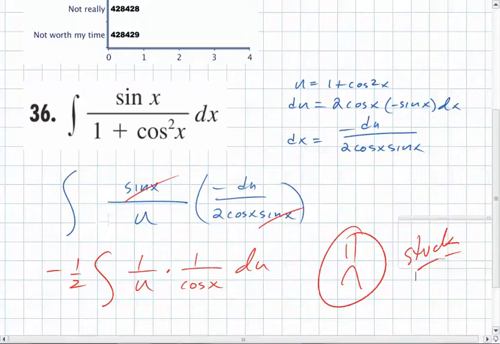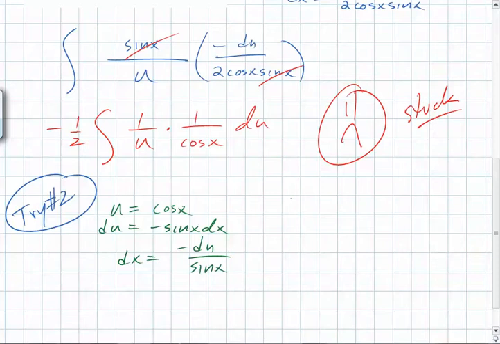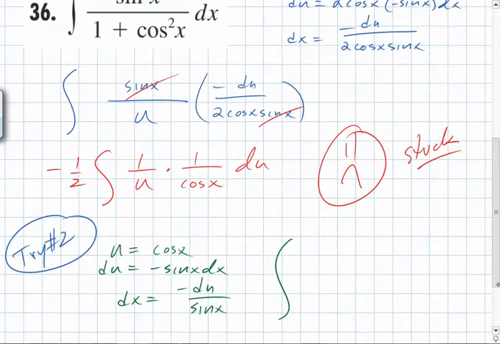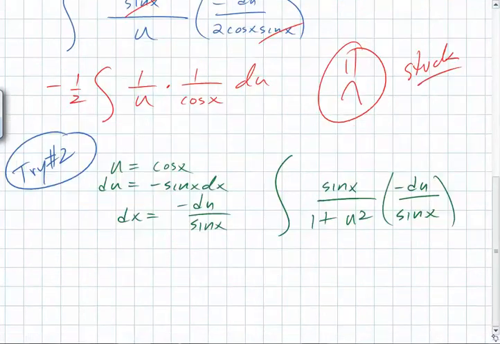So what is du going to be? Negative sine x dx. So dx is equal to negative du over sine x. So now we do the substitution, and what do we end up with? Sine x over 1 plus u squared times negative du over sine x. Now, what cancels? The sine x cancels.